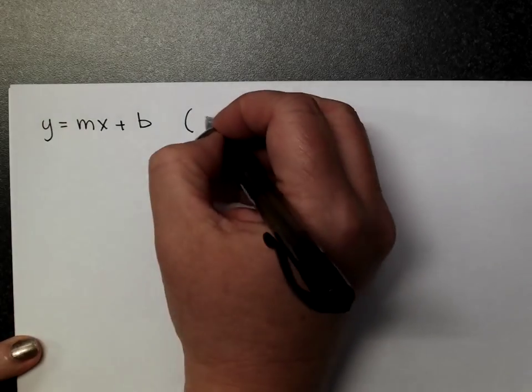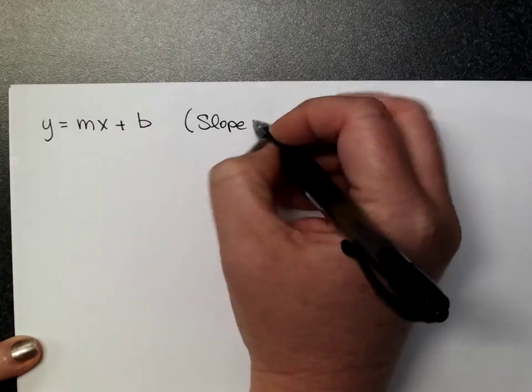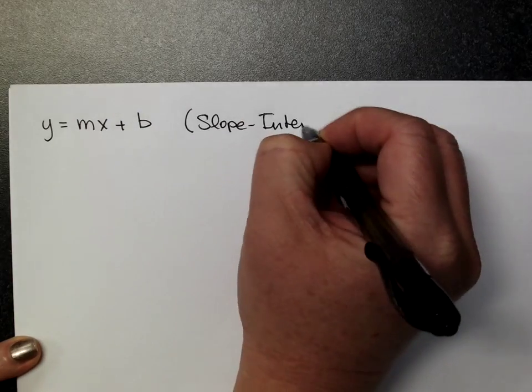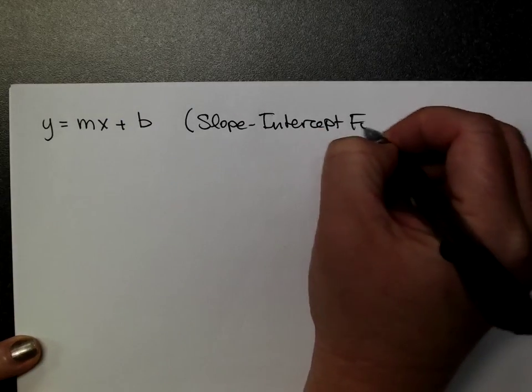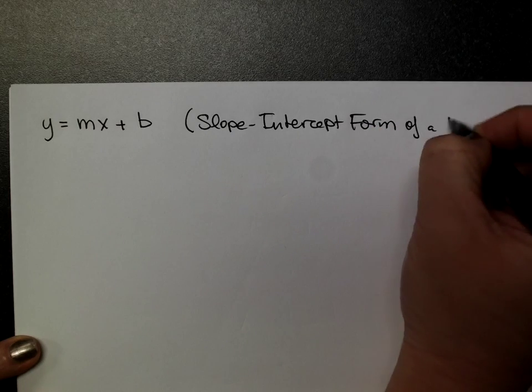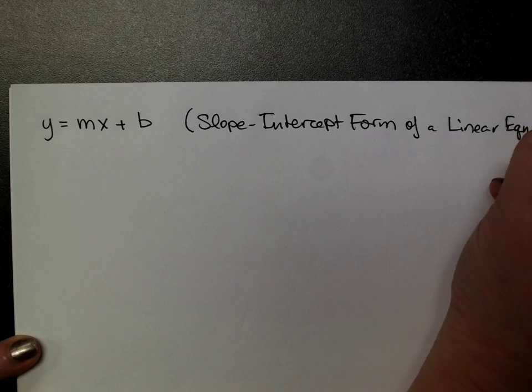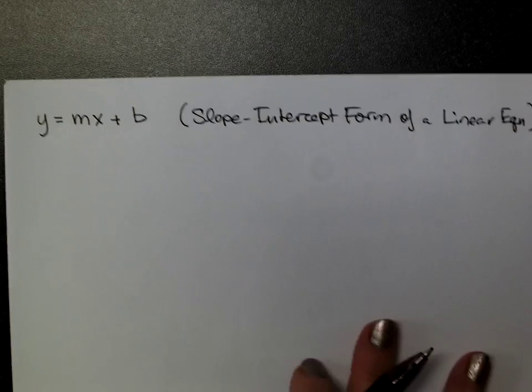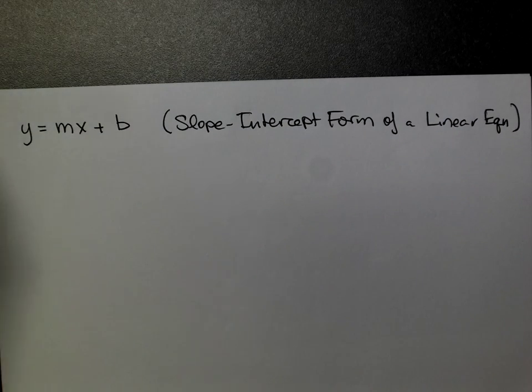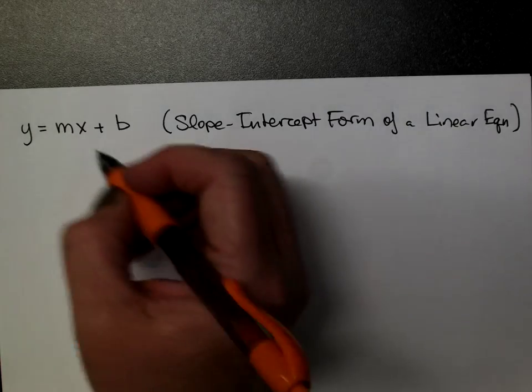So this pretty form is named for exactly what it tells you, which is slope-intercept form. Slope-intercept form of a linear equation, because different families have different forms. And without doing any math whatsoever, this gives you enough to graph it.